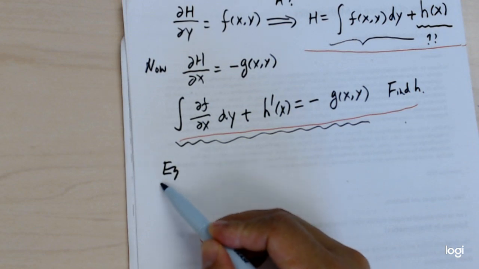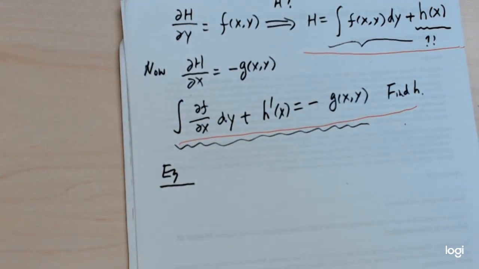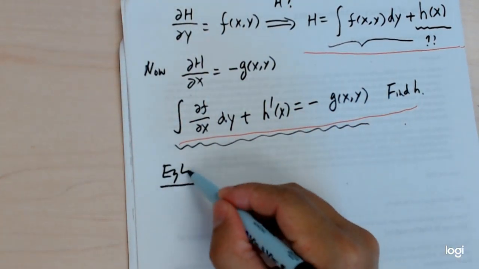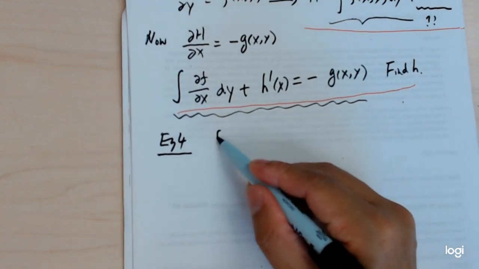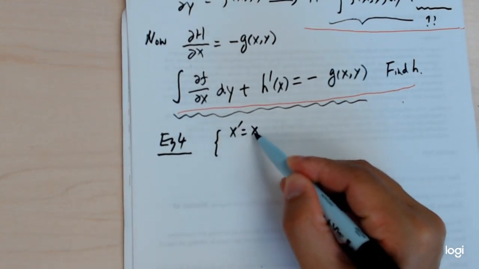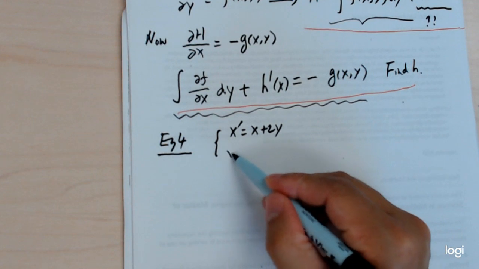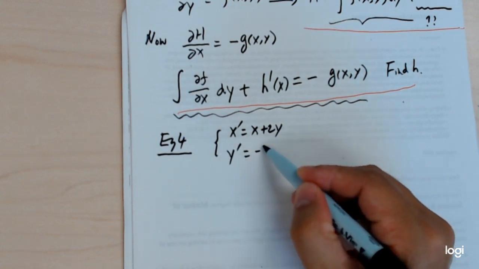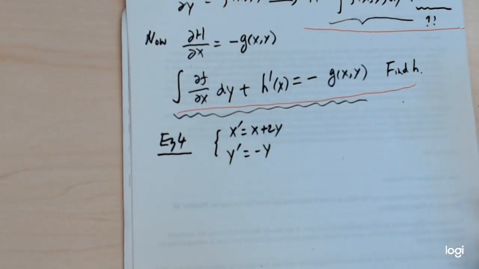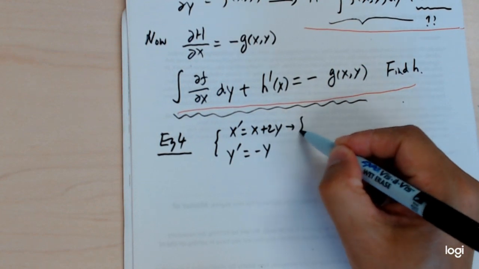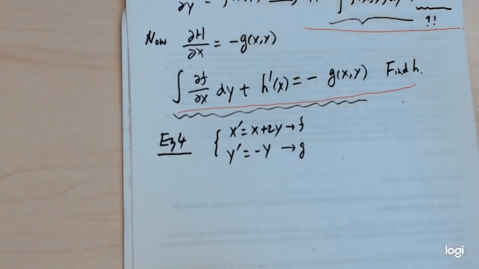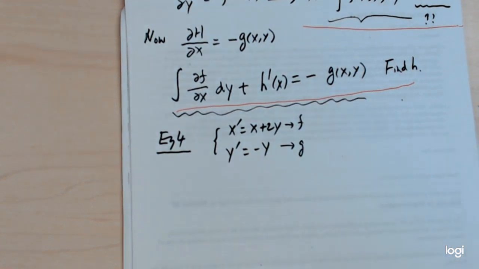Let me show you an example here. Let's look at this system here. Is this Hamiltonian or not? And how do I verify this? So this is the f, this is the g. That's the f, that's the g. How do I verify this?